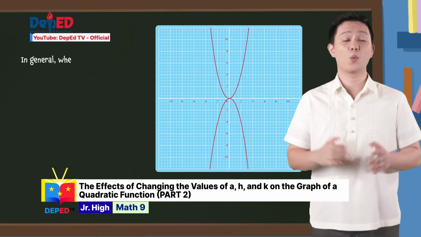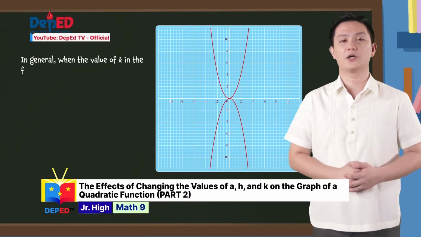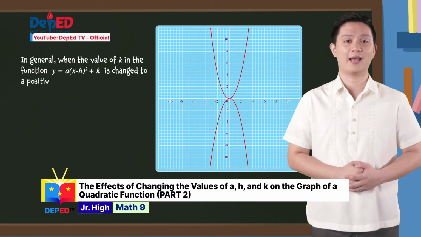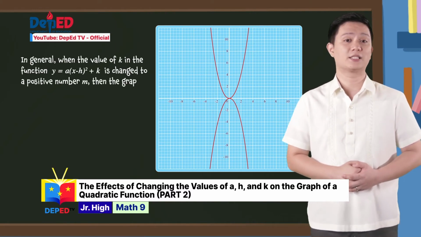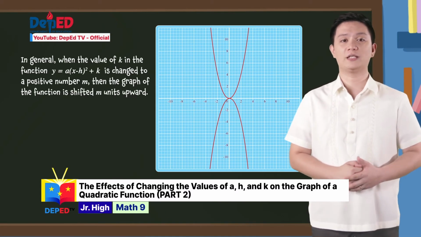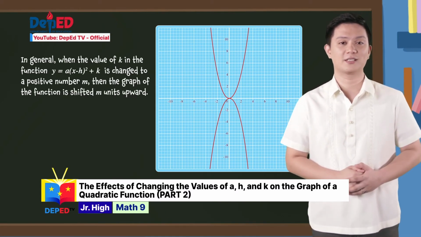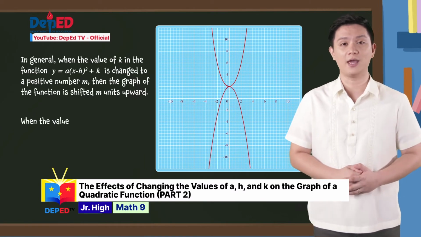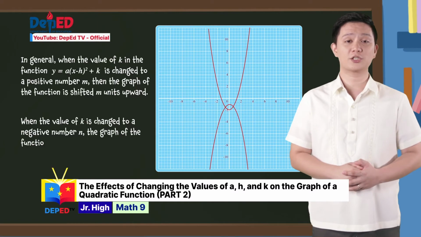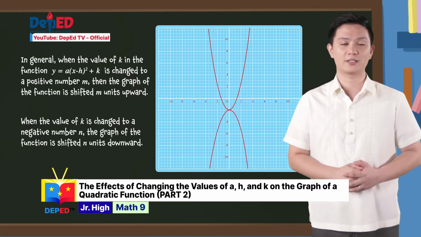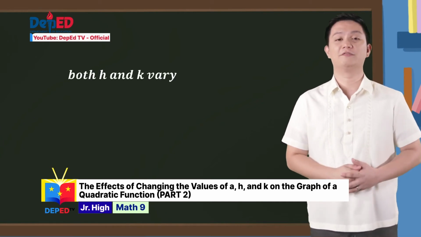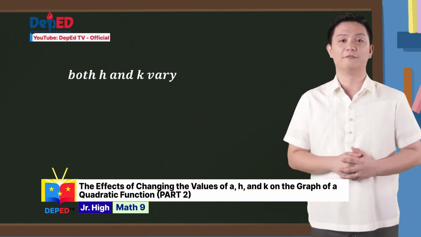In general, when the value of k in the function y equals a times the square of the binomial x minus h, plus k, is changed to a positive number m, then the graph of the function is shifted m units upward. When the value of k is changed to a negative number n, the graph of the function is shifted n units downward. This time, both the values of h and k vary.